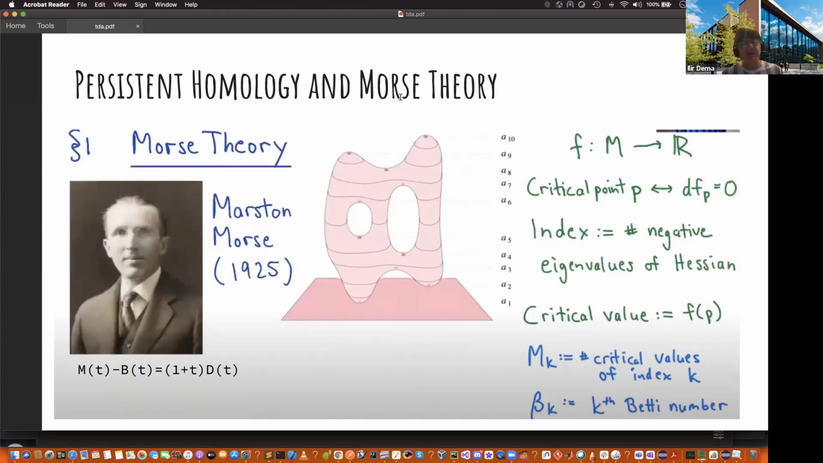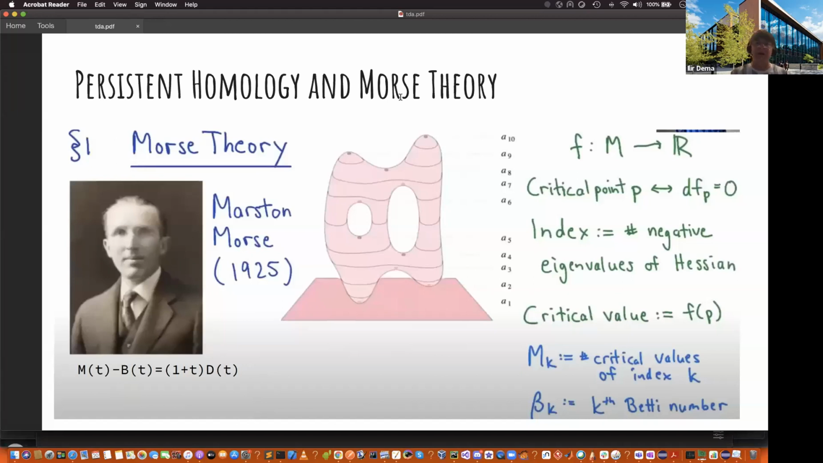The polynomial BT is something similar, but the coefficients are Betti numbers. BT on the other side is basically the number of birth-death pairs if you compute the persistence diagram. So there is a link between these polynomials, and that link is indicated by this equation below Morse's photograph.